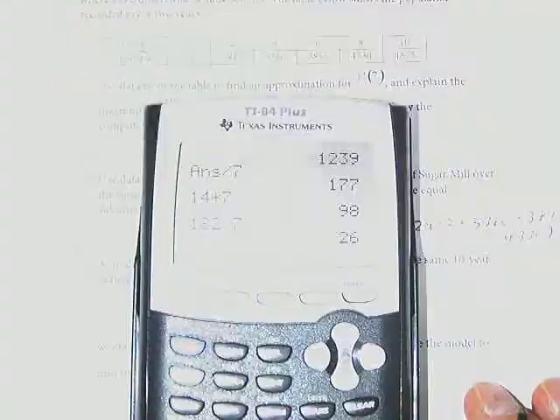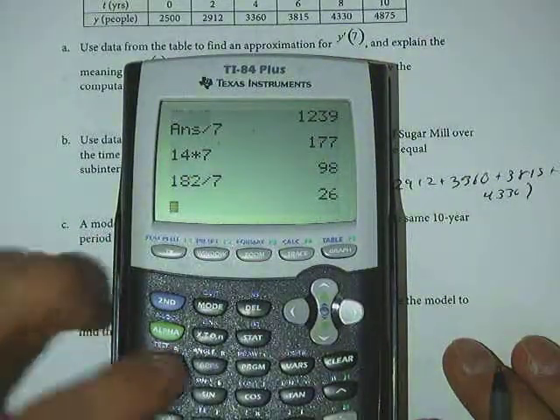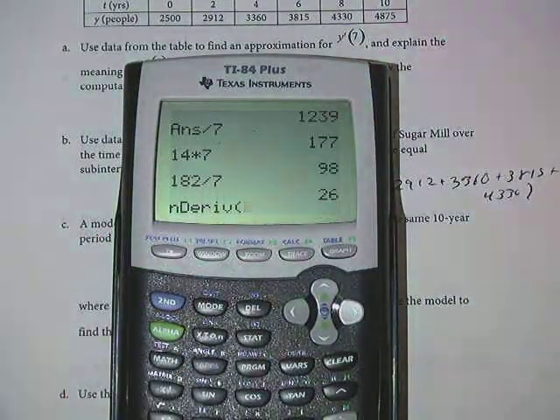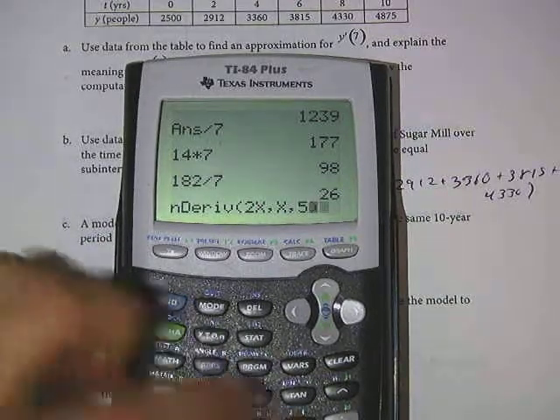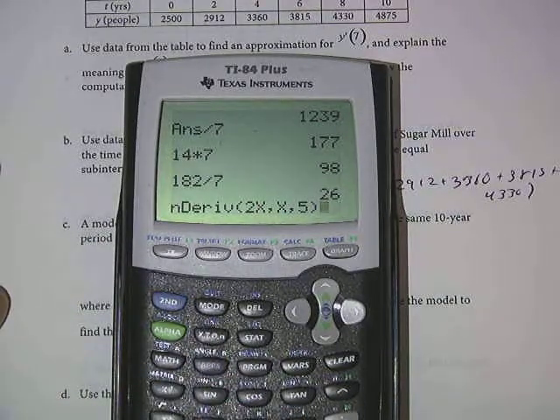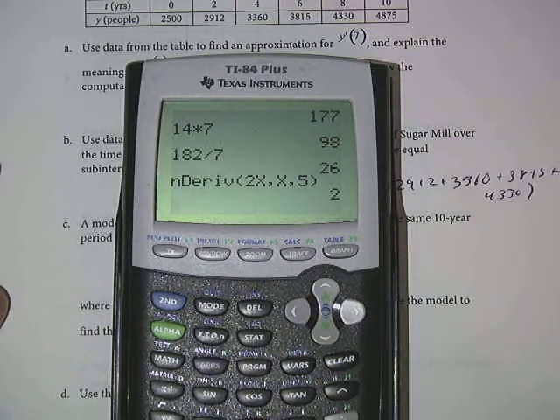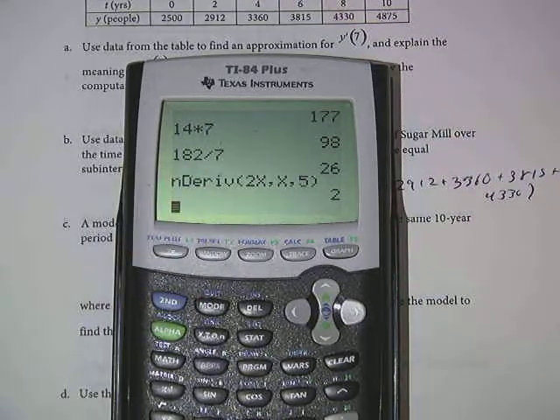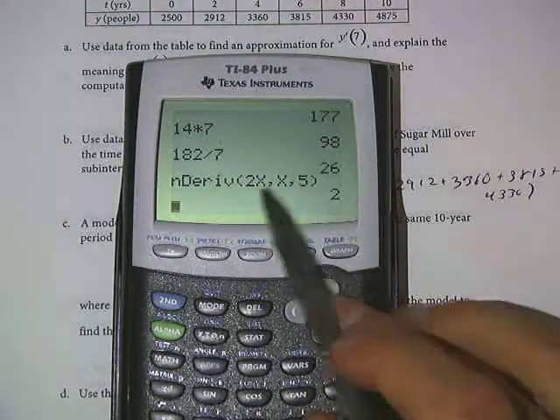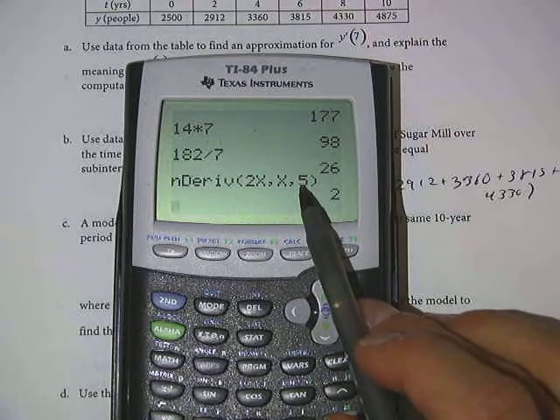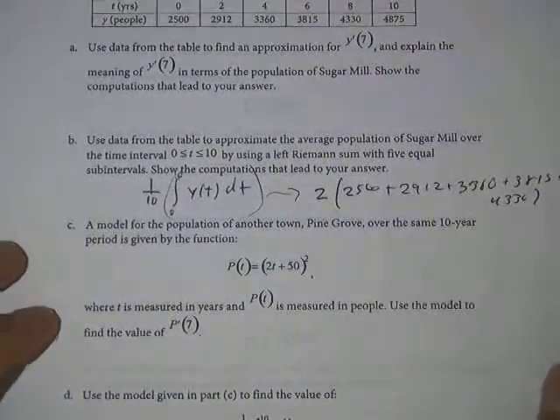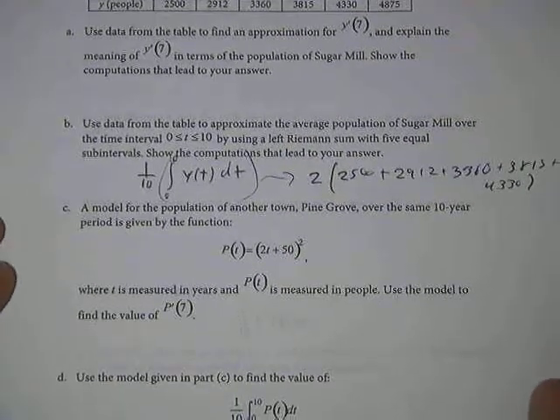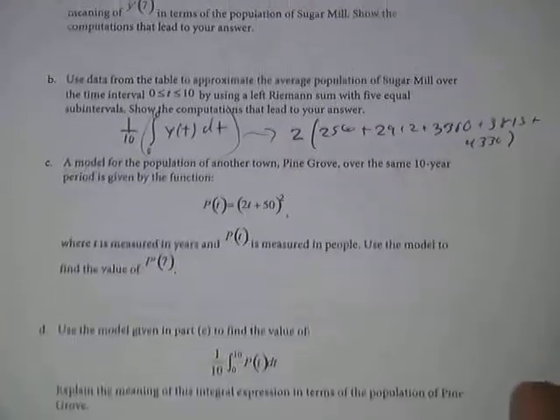What else on number 2? Can you show how to use the nDeriv function? Math, 8, and whatever function, just say it's 2x, comma x, comma 5. That would give us the derivative of 2x at x equals 5. Shouldn't be surprising since 2x's derivative is just 2, no matter where we're at. So: function, independent variable, point in question.